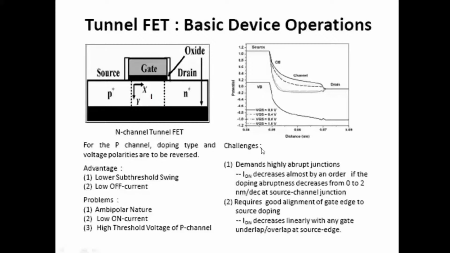Challenges involved in designing tunnel FETs are the need to have a highly abrupt junction so that tunneling takes place here. We require good alignment of the gate edge to the source doping. ION decreases linearly with any gate overlap or underlap at the source edge.